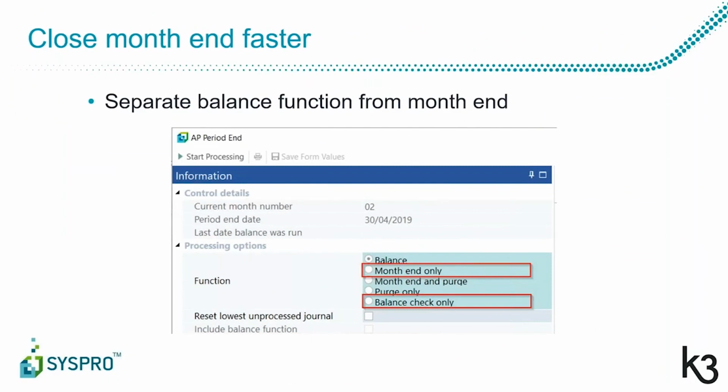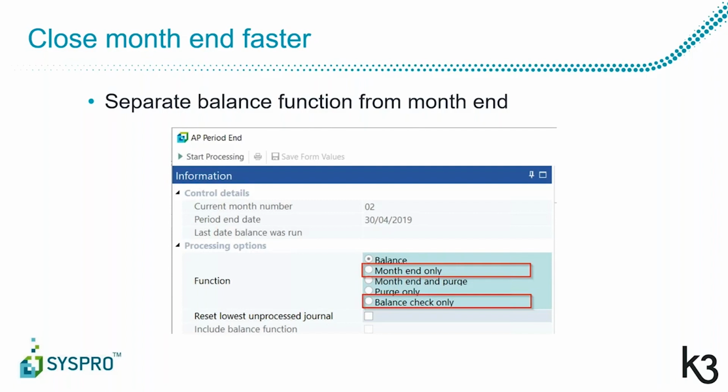Now with month ends, closing them faster, there are two changes that we've made in the system itself. With each month end program, and that is usually the bane of most financial controllers' lives, how quickly can we close month end? The one thing that we've done is separate out the balance function from your month end. So what happens is when you're running your month end, the balance function was running as part of it, but generally most companies will have scheduled that and automated that overnight, which means when you come in the morning and you want to process your month end, you don't need to do that.